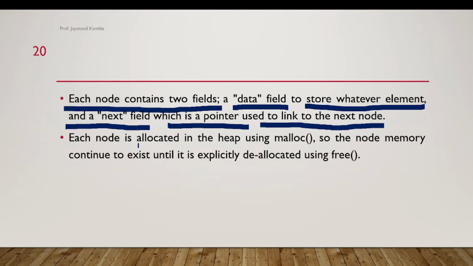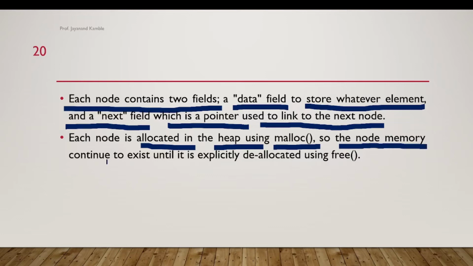Each node is allocated in heap memory using the malloc function. When we create the node, that is just the creation of the node. We need to allocate memory to that node so that data can be stored in it. That can be done by using the malloc function. So each node is allocated in heap memory using malloc.